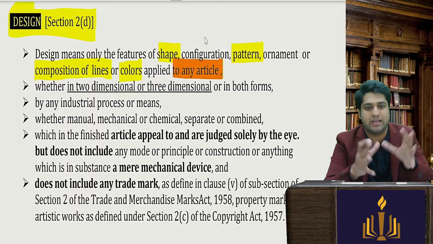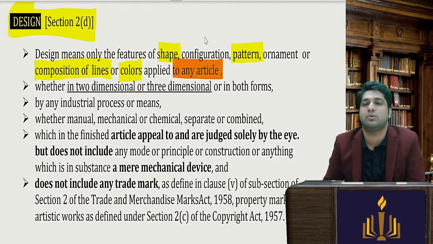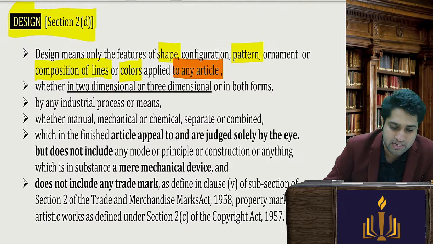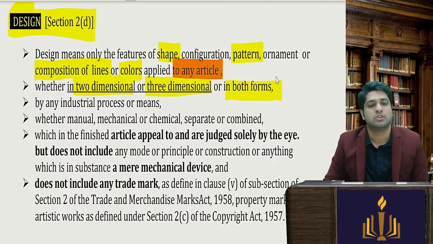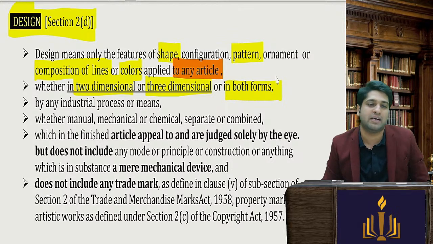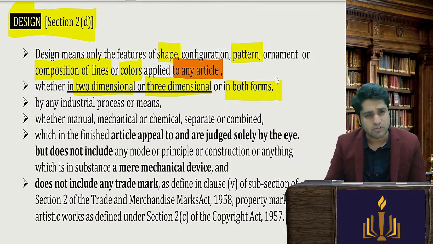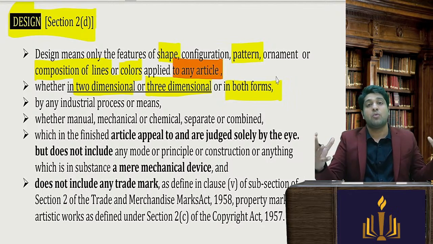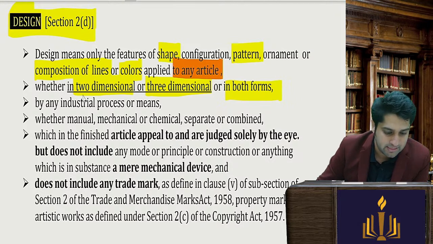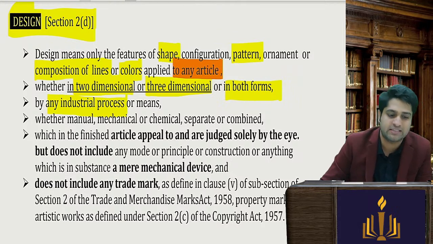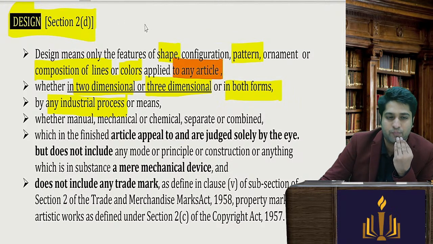Configuration is a combination, whatever is there, which is applied to an article, which might be either two-dimensional or three-dimensional or in both forms. Something which might be more than just one-sided, could be two, three sides, four sides can also be there, in both, by any industrial process. So for example, if I'm talking of protein shakes.